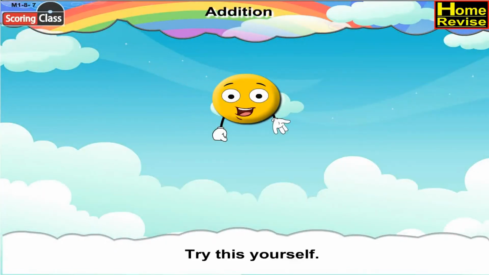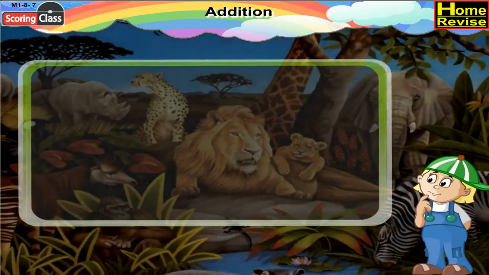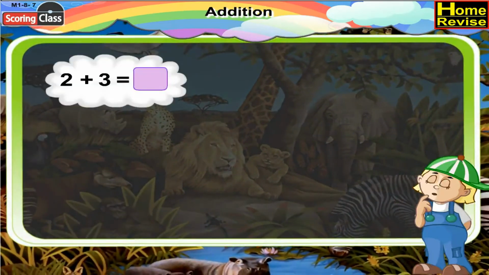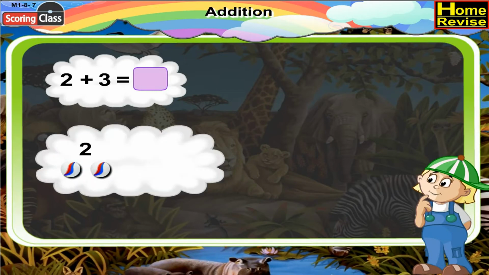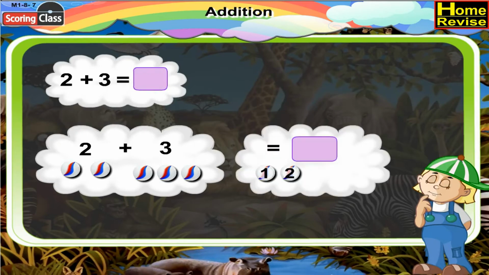Addition. Try this yourself. 2 plus 3 is equal to dash. Now, there are 2 marbles. If you add 3 more marbles to it, that would be 3, 4, 5. 5 marbles. So 2 plus 3 is equal to 5.